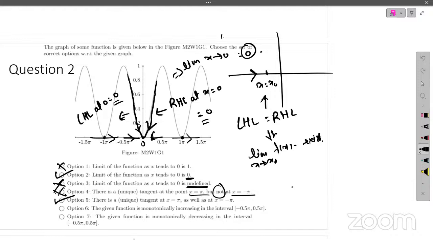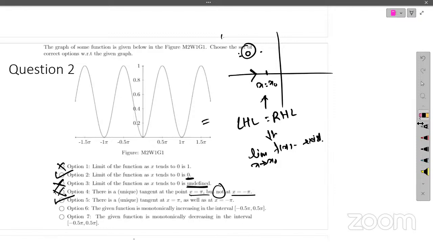The next option says the given function is monotonically increasing in the interval minus 0.5 pi to 0.5 pi. Monotonic is just a word for that particular nature. Monotonically increasing means simply an increasing function. If you observe the graph from minus 0.5 pi to 0.5 pi, it's not an increasing graph. First it's decreasing up to 0 and then again increasing. So by observation of the graph, it's clearly not monotonically increasing, so this option is not correct.